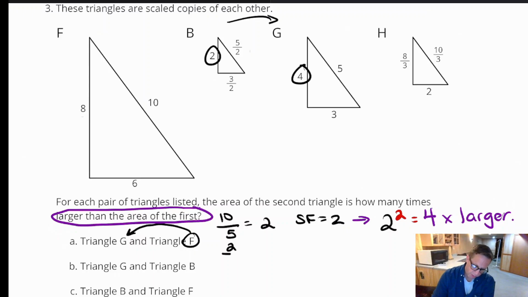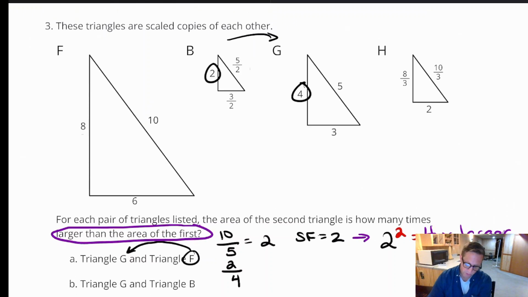So I'm going to do 2 to 4. 2 to 4 reduces to 1/2. All right, so that's our scale factor. Our scale factor is 1/2. So our area is going to be 1/2 squared. 1/2 squared is 1/2 times 1/2, which is 1/4. And actually that's smaller, right? 1/4 is a smaller fraction than 1/2.